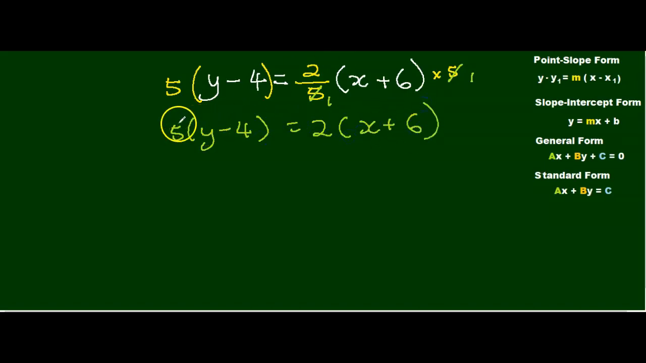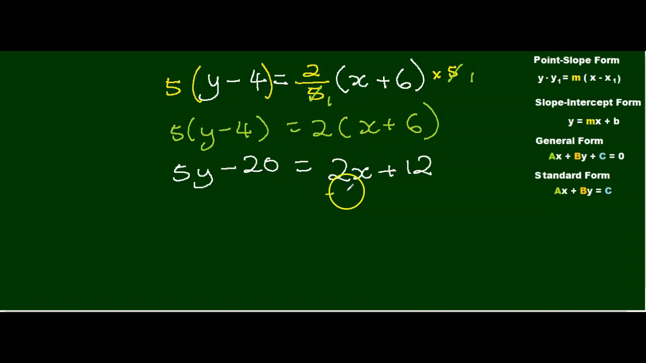Now we can distribute our 5's into our parentheses and our 2 into our parentheses and treat it like a regular equation. So 5 times y gives me 5y. 5 times negative 4 gives me negative 20 equals 2x. And 2 times 6 gives me 12.